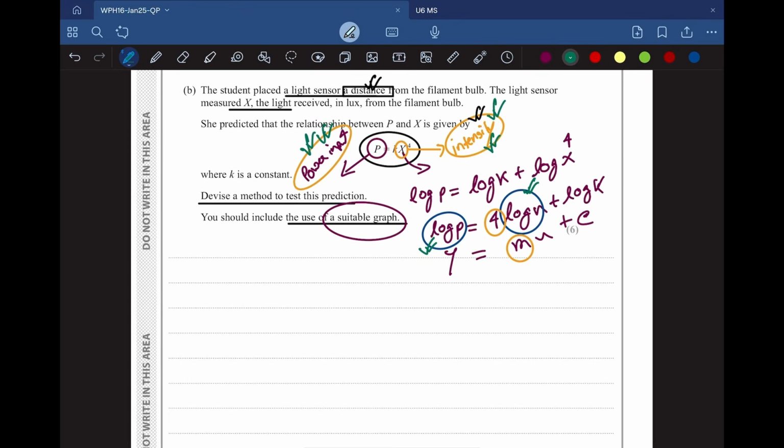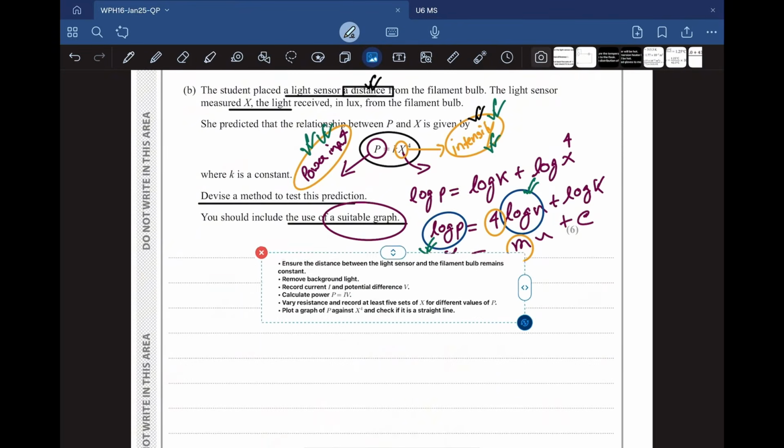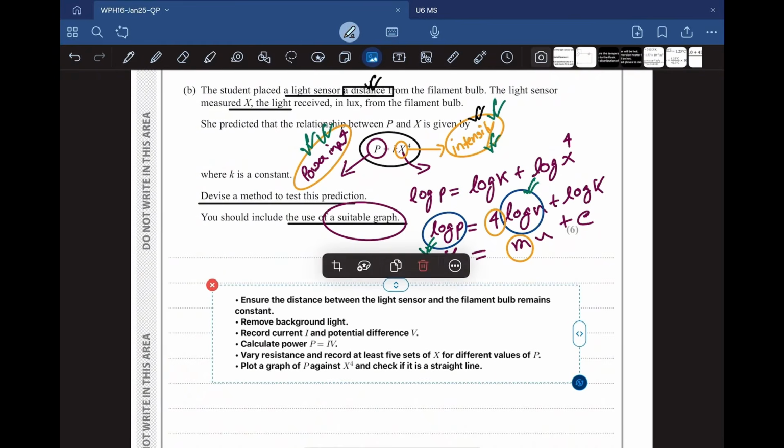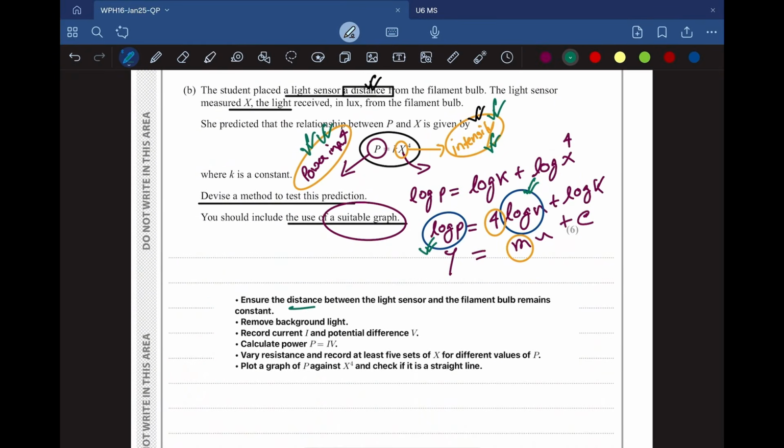Now let's have a look at the answer, how we will construct it. The first line is: ensure the distance between the light sensor and the filament bulb remains constant, so that when you look at how the intensity changes by varying the power input, the radius or distance is kept constant. We'll have to remove the background light, so that the intensity value we get is not altered. It is actually the intensity of the light bulb.